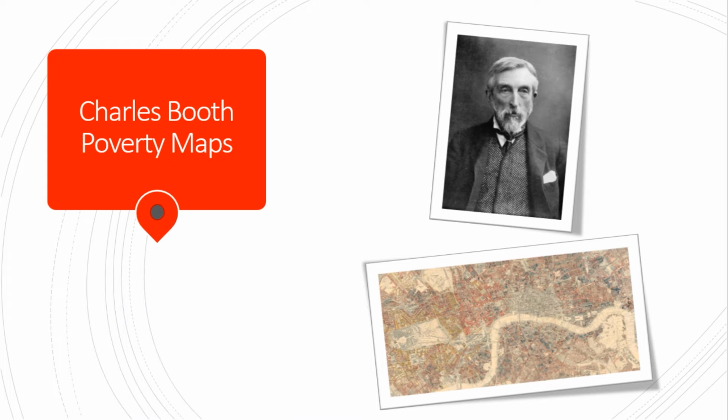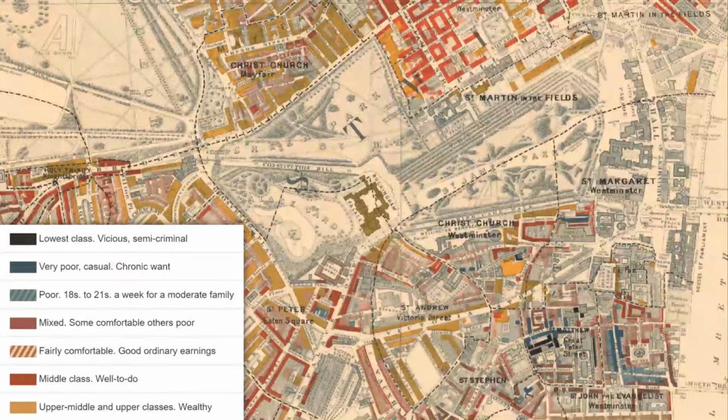But as part of this research, he created the Charles Booth Poverty Maps. So these are hand annotated maps that have been highlighted in different colours depending on the status of the houses in those particular streets, whether they were upper class through to the middle classes, the lower classes in blue and grey, and finally black for the lowest class, or as Charles Booth put it, vicious semi-criminal.